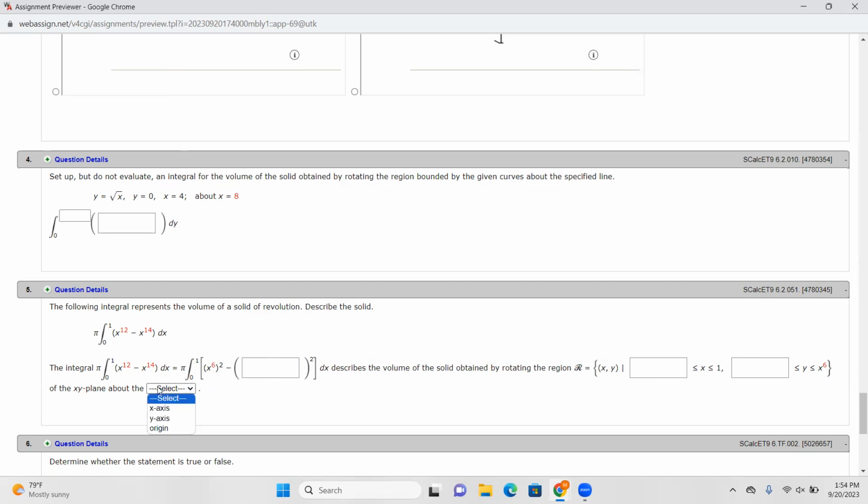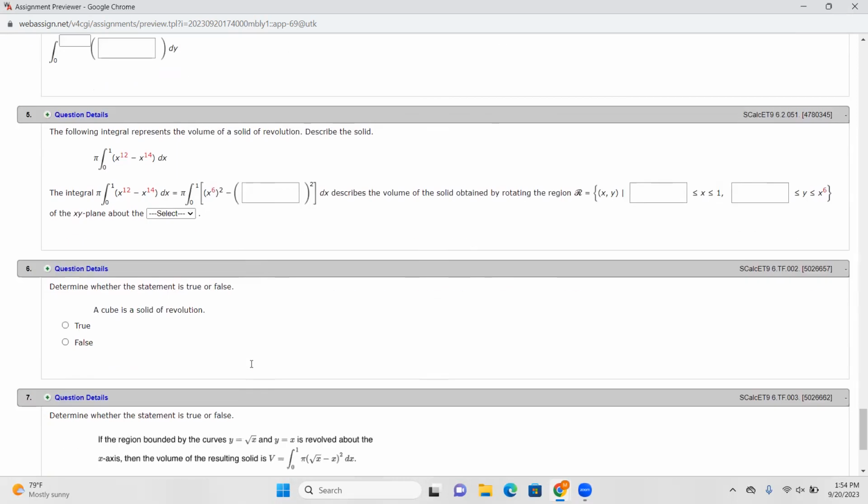And yeah, where are we revolving? Well, these are functions of x. We're revolving these around the x-axis, so that we revolve around the horizontal line to get the washer that we would need to have this pi big R squared minus pi little r squared structure.